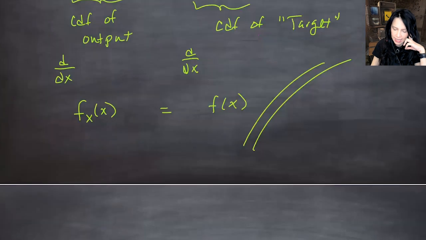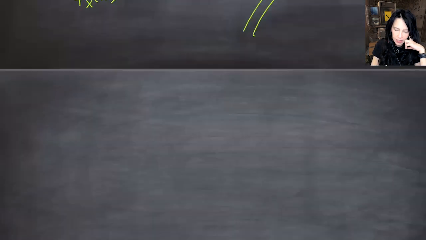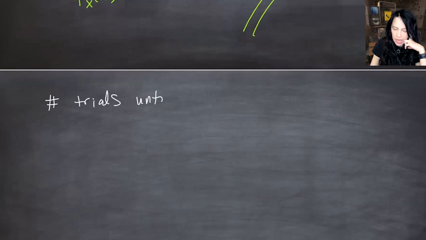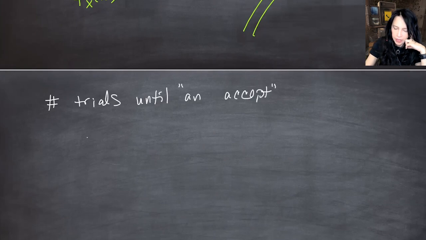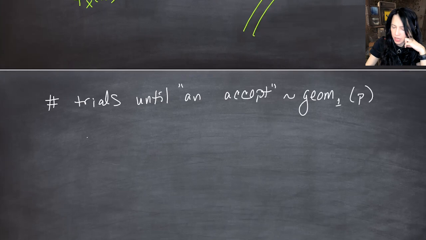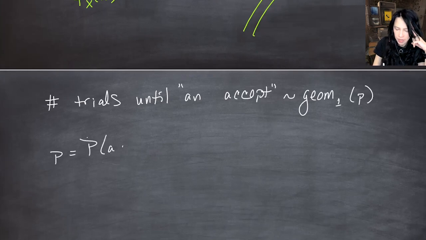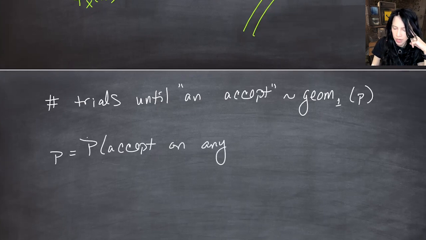Okay, so what I can say is the number of trials until we accept has the distribution Geom(p), the geometric, with some parameter p, and p is going to be the probability of accepting on any one trial.